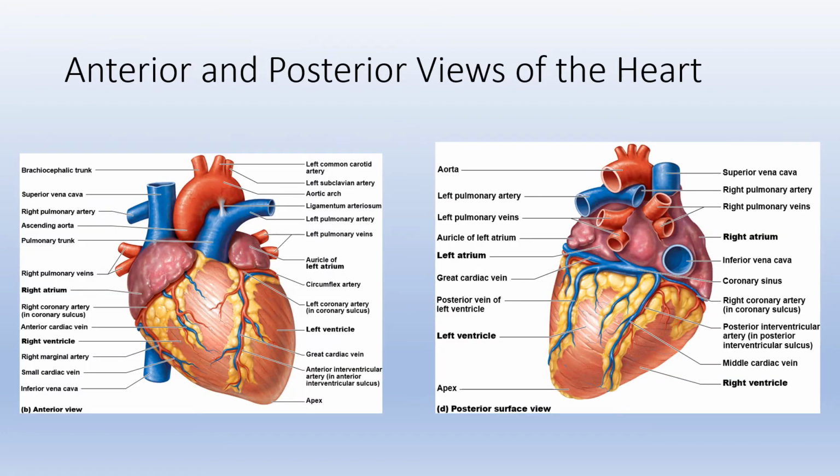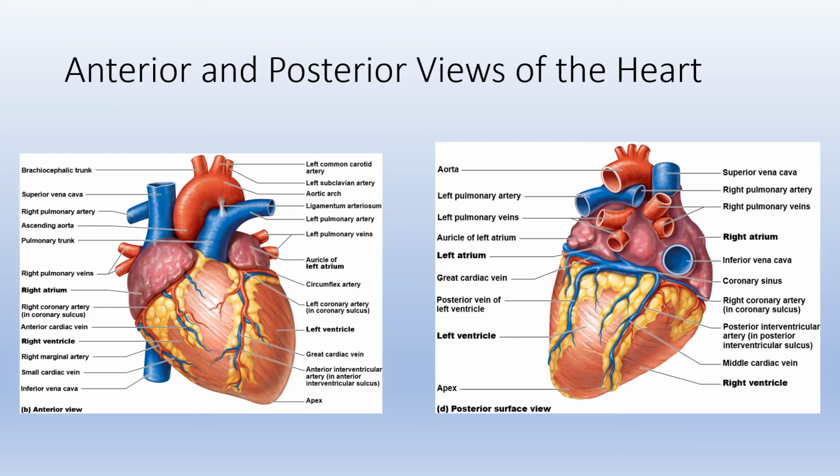The images seen here are external views of the heart. So we cannot see the chambers because they are enclosed by the heart wall, or those three layers. On the left-hand side, this is an anterior view. Again, find the apex at the bottom. That points towards the left hip.